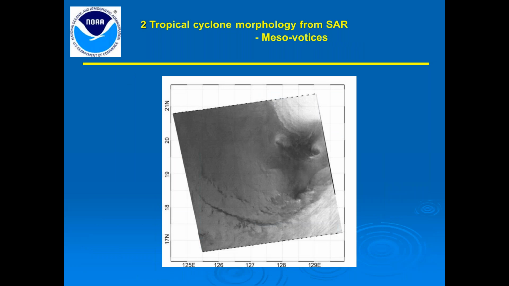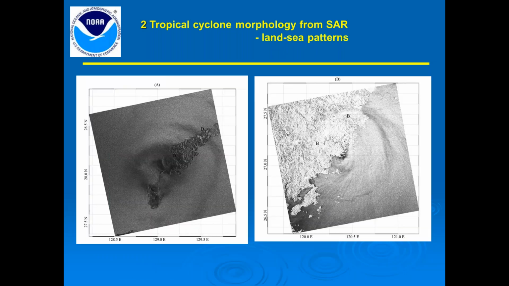And also you can see those micro vortices within the hurricane system. This is like a goldfish with two eyes. Those are little things that I think can only be observed by a synthetic aperture radar.